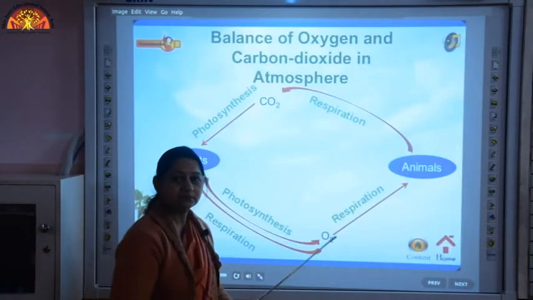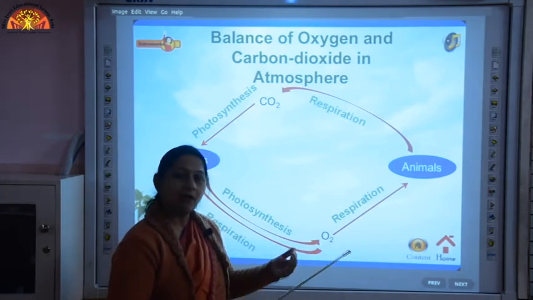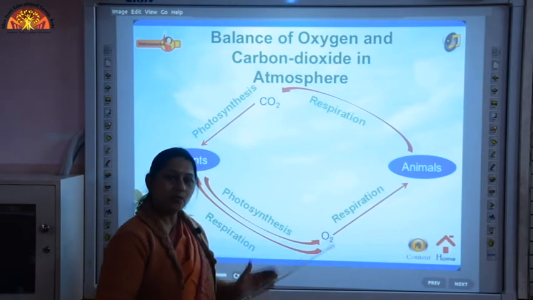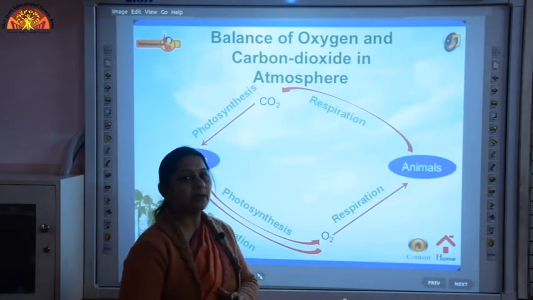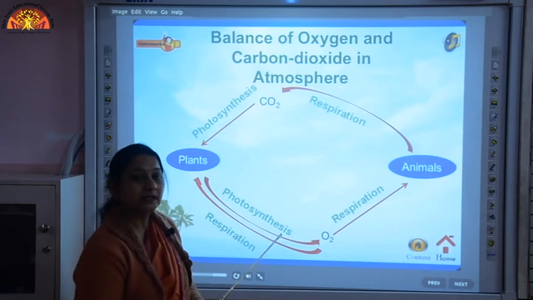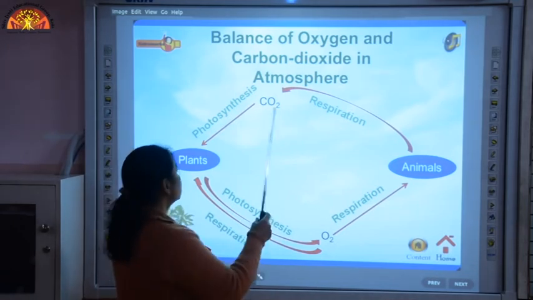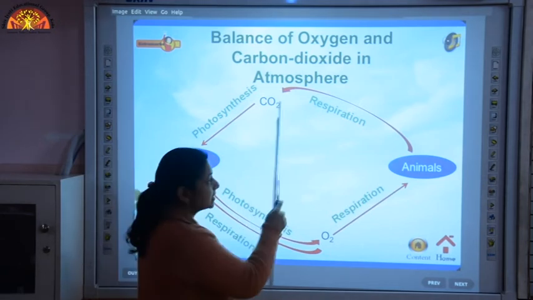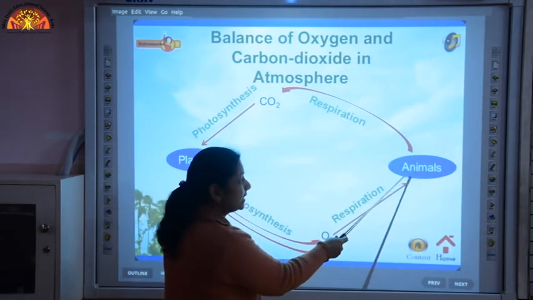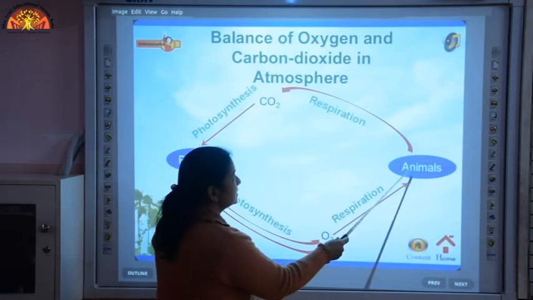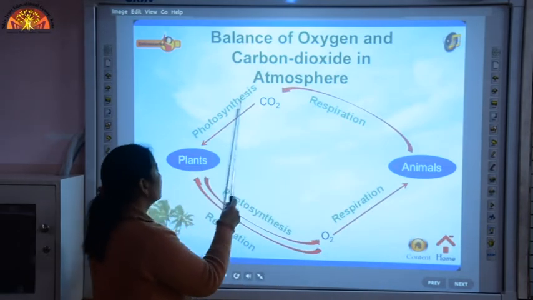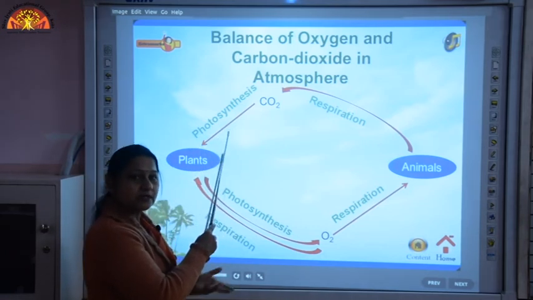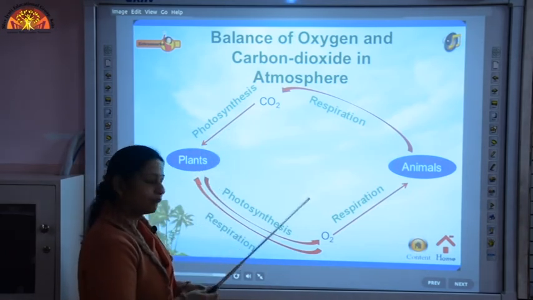Now you know that we need oxygen for inhaling and we give out carbon dioxide. Now how is the balance of oxygen and carbon dioxide maintained in nature, in the atmosphere? See, plants take in carbon dioxide, and this carbon dioxide is given out by the animals by the process of respiration. Animals give out carbon dioxide and this carbon dioxide is taken by the plants for photosynthesis, the process of preparing food.